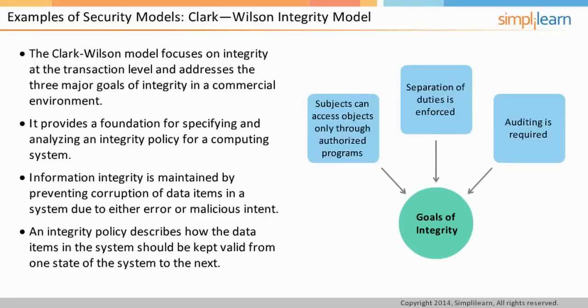The model defines enforcement rules and certification rules. It addresses three goals of integrity, which are: subjects can access objects only through authorized programs or access triple, separation of duties enforced, and auditing is required. We will talk about the last examples of security models, Brewer-Nash, Graham-Denning, and Harrison-Ruzzo-Ullman models in the next screen.